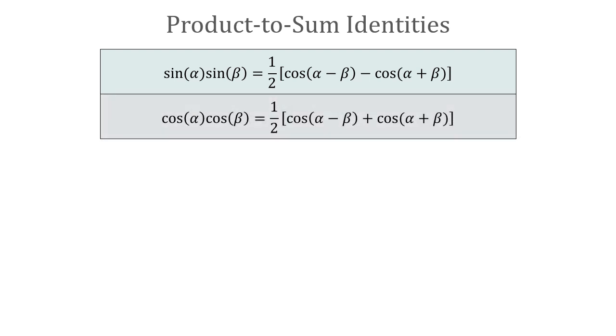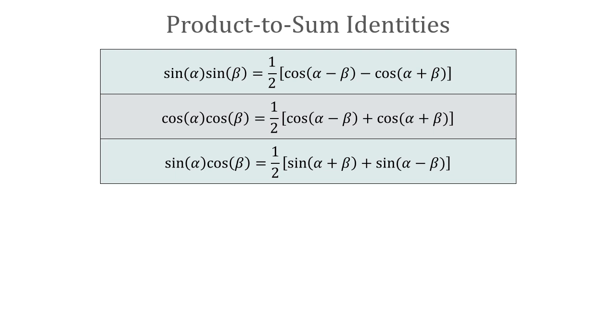For cosine, the cosine of alpha times the cosine of beta is equal to 1/2 times the quantity of cosine of the quantity alpha minus beta plus the cosine of the quantity alpha plus beta. And finally, the sine of an angle alpha times the cosine of an angle beta is equal to 1/2 times the quantity of the sine of the quantity alpha plus beta plus the sine of the quantity alpha minus beta. There are lots of videos and textbooks that can walk you through the derivation of these identities, but we're just going to look at some examples where we're using them.